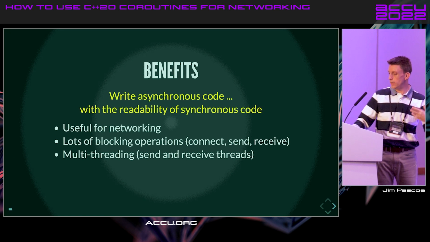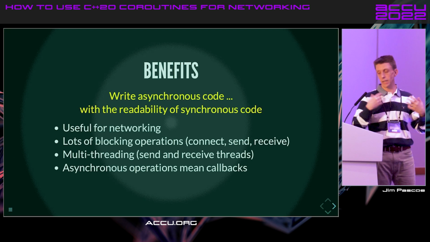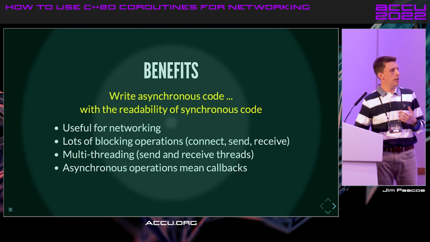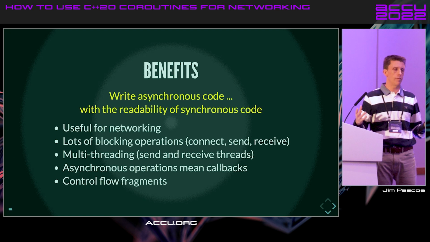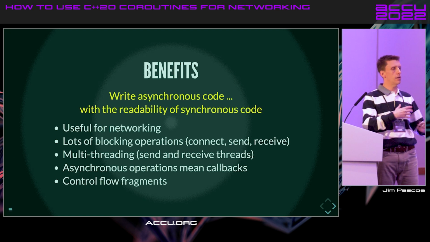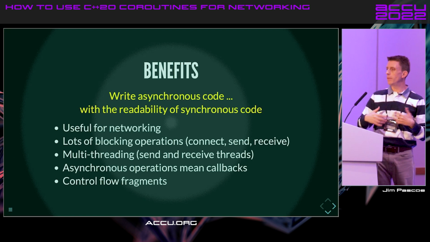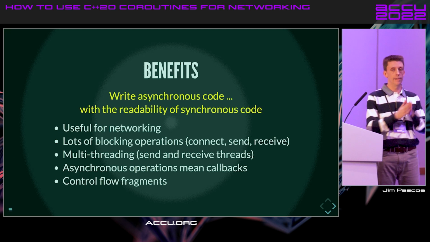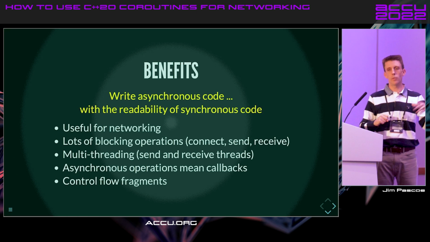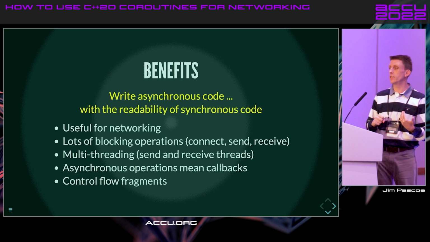And then you end up with asynchronous operations, which means callbacks. Very quickly, the control flow fragments, and you end up with this kind of callback swamp that becomes very difficult to understand. So like I said, what we're going to do now is go through an example, and this example is an echo server.